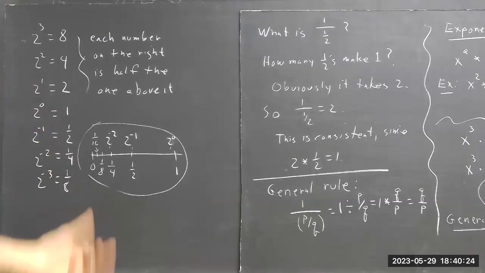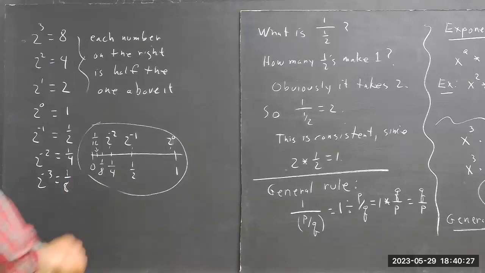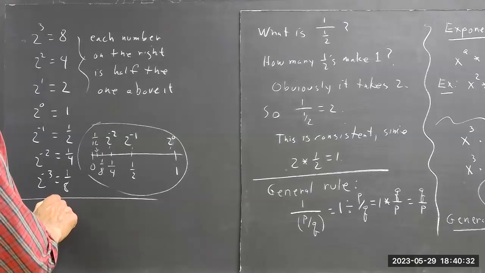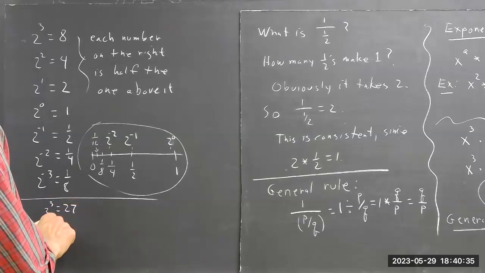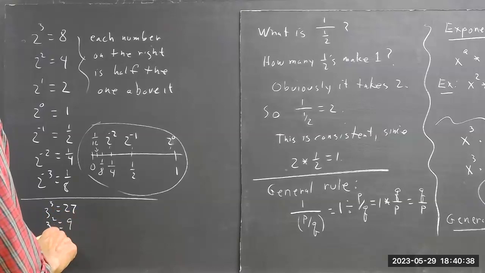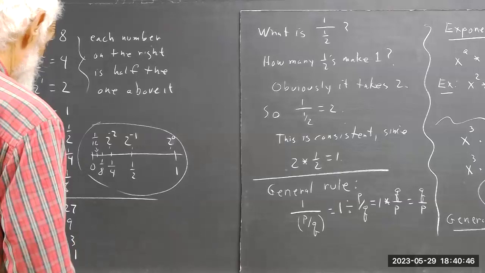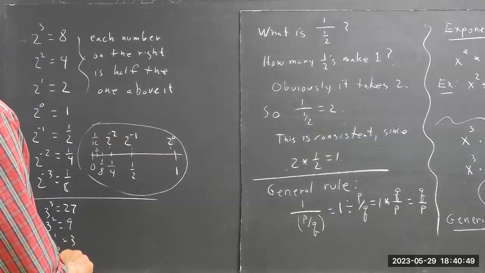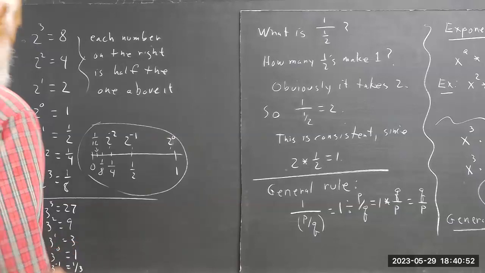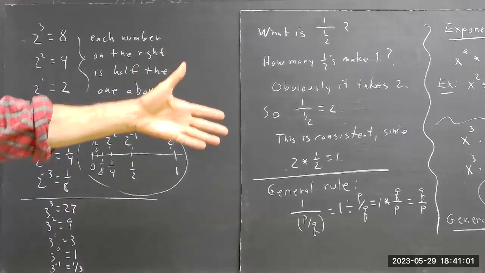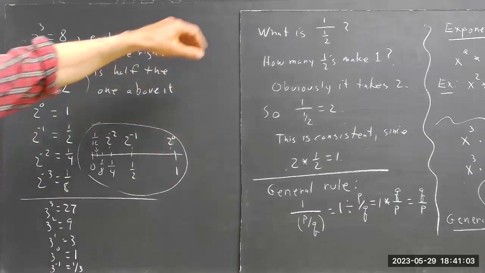If we want to know what 3 to the 0 is, well, 3 to the 3rd is 27, 3 squared is 9, 3 to the 1st is 3. So 3 to the 0, what? Each of these numbers is a third of the one above it. 3 to the 0 is going to have to be 1. And then 3 to the -1 is going to have to be 1/3. We see we even get the pattern for our negative exponents, because the negative exponents here all obey the same rule that we wrote over here.